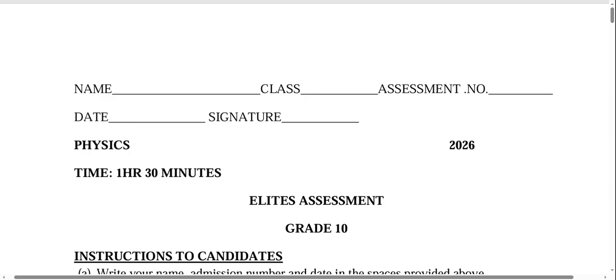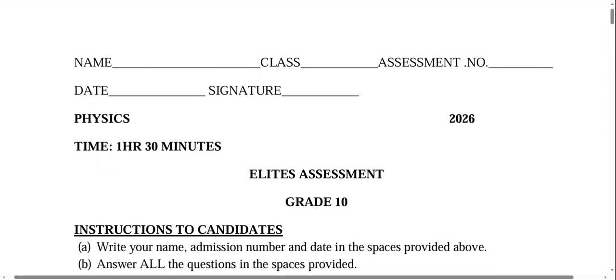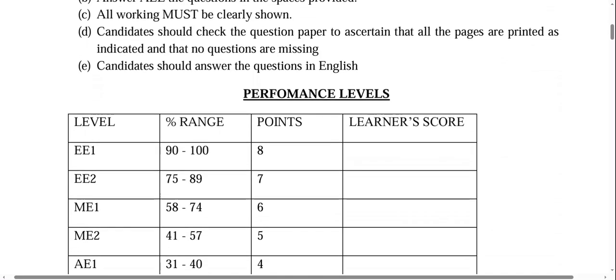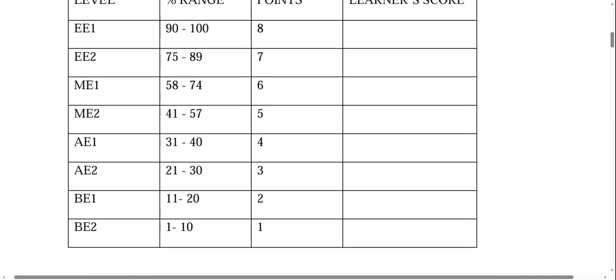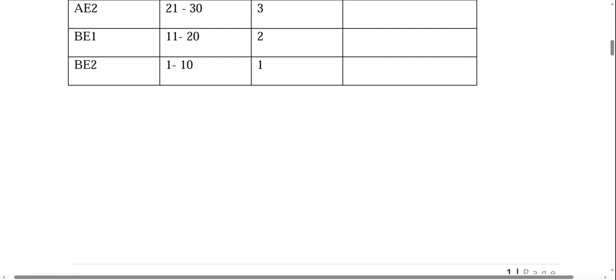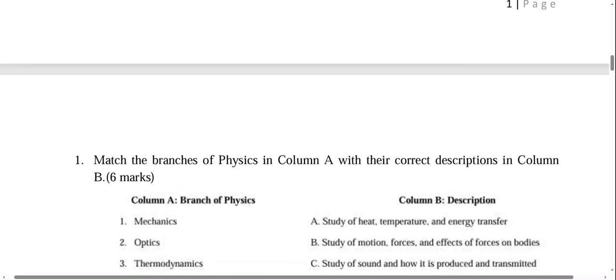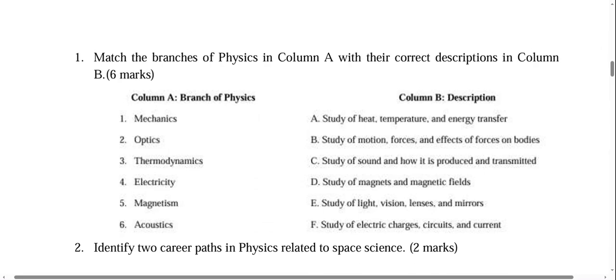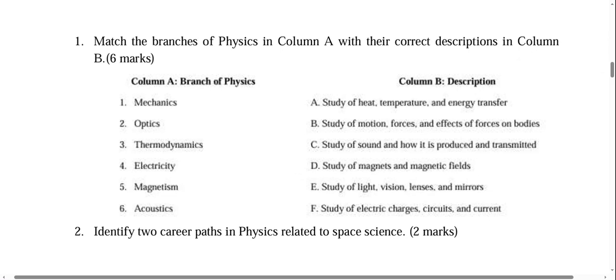So today we'll be looking at the Grade 10 Physics Assessments, the Elites Assessments. This is the year 2026, and this is an assessment which was done by Grade 10 learners. Therefore, let's start by looking at the first question. The first question says, match the branches of physics in column A with the correct descriptions in column B.